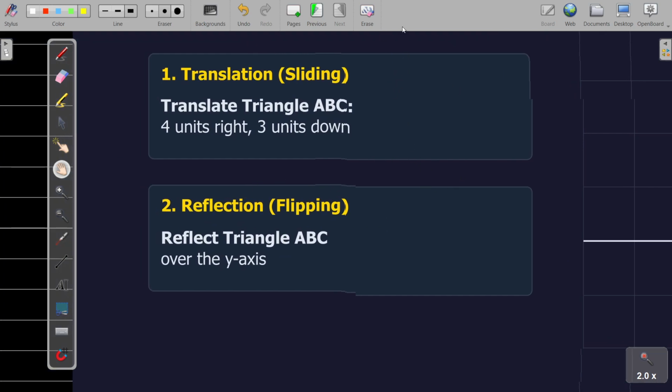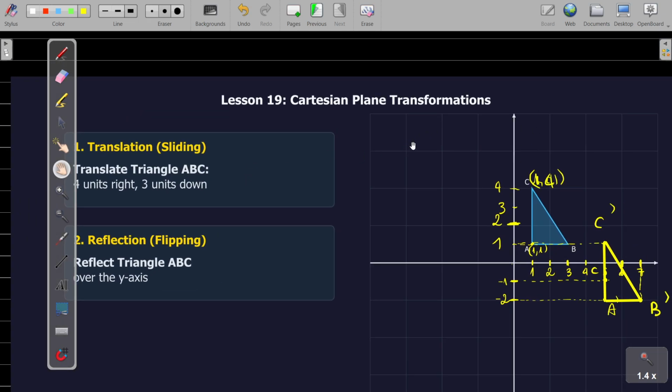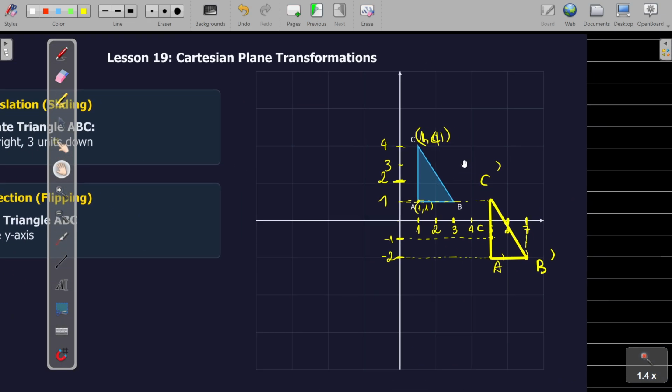Okay, so our second transformation is reflection. This is going to be flipping the shape over the mirror line. There's going to be the Y line here. So let us reset. Let me just reflect our original ABC over the vertical Y-axis. The Y-axis is going to be our mirror.